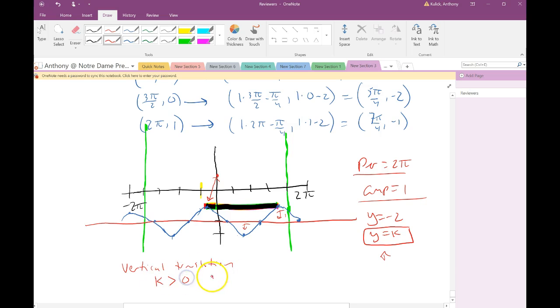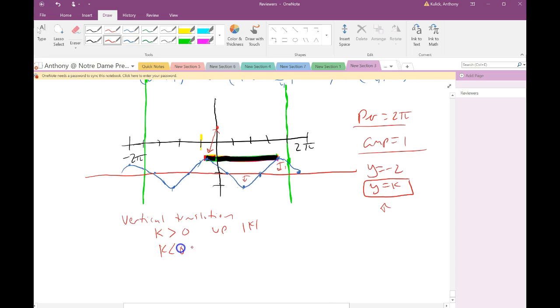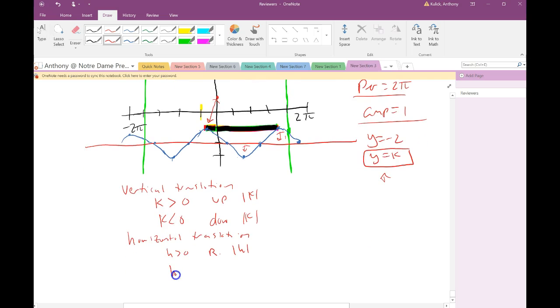So if k is greater than 0, we're going to go up by that amount. And if k is less than 0, it's going to go down by that amount. That's what we observe here, right? The whole graph has been shifted down. And we also have a horizontal translation. So when the h is greater than 0, we're going to go right h amount. And when h is less than 0, we go left that amount. Yes, Megan?